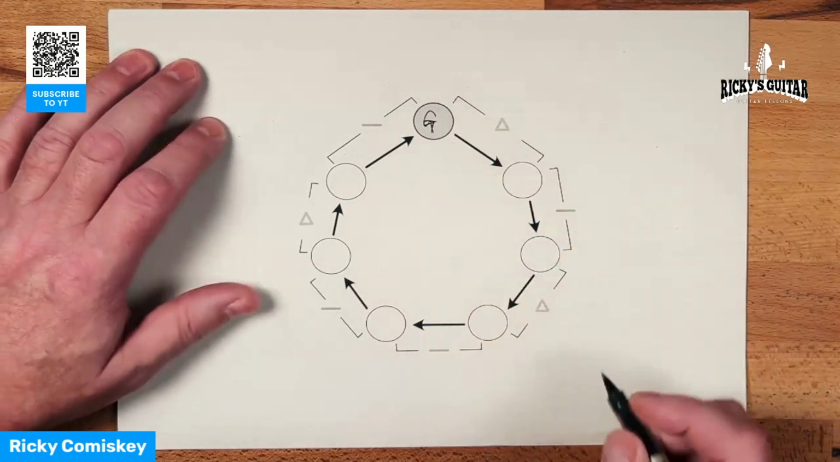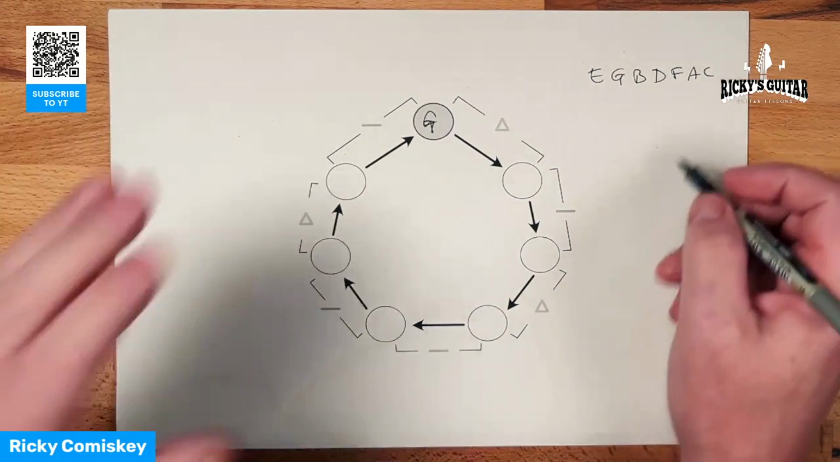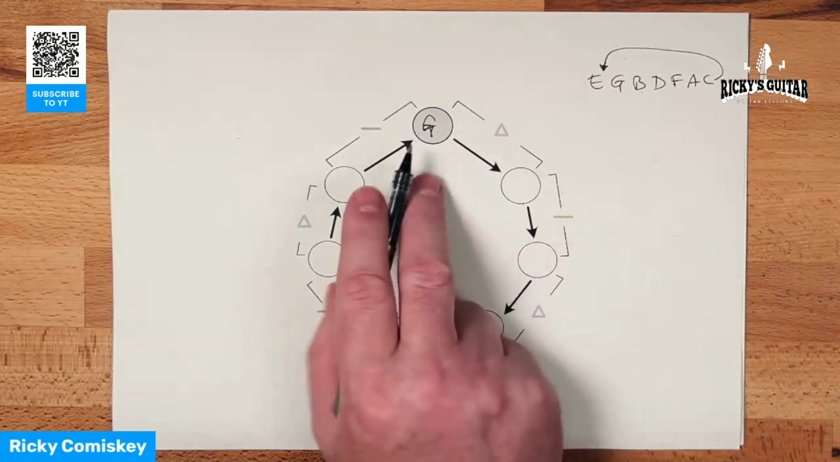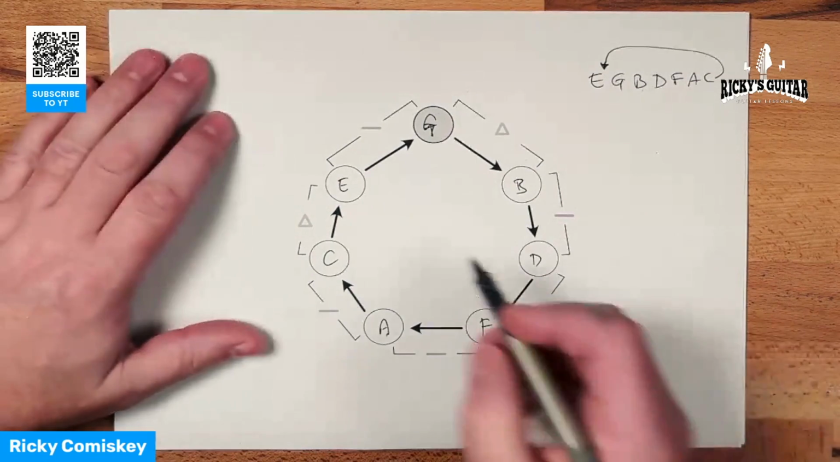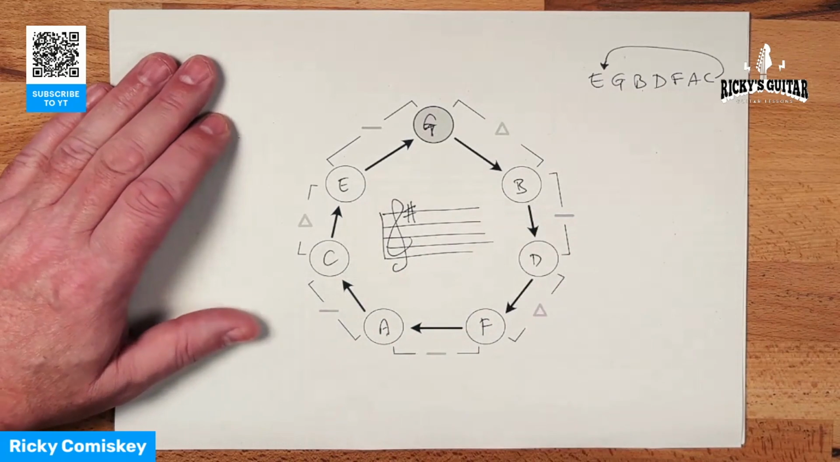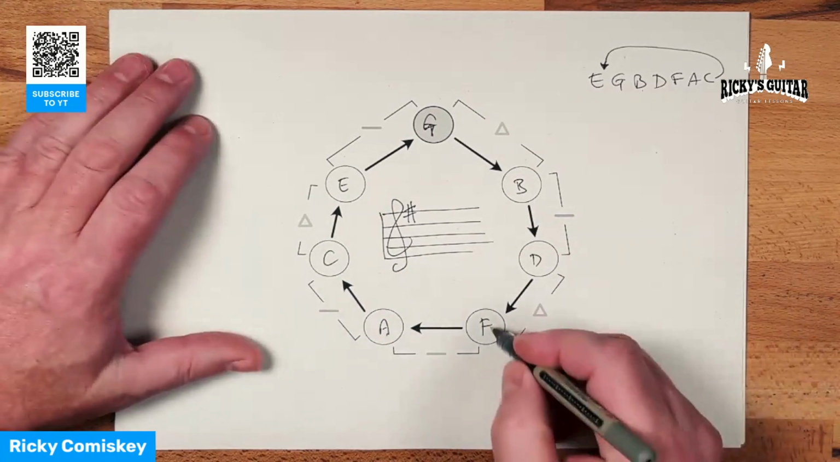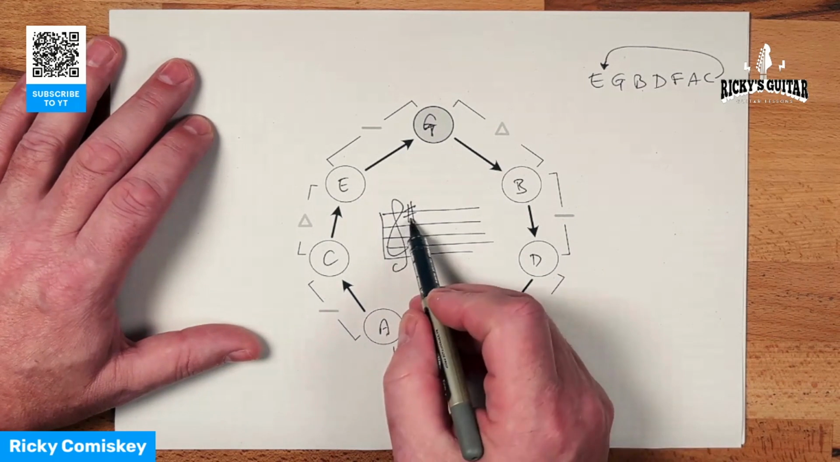We're going to do it in the key of G. Remember the mnemonic, every good band deserves fans and cash. Then it goes back to the beginning. So G, B, D, F, A, C, E. Because we know this is the key of G major, we've got an F sharp in there, so we have to add this to that one there. That's the only change we've had to make, because this is what this does.